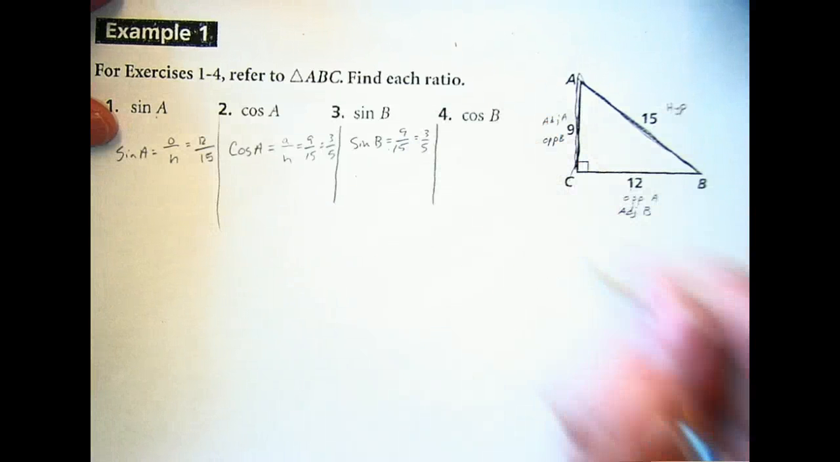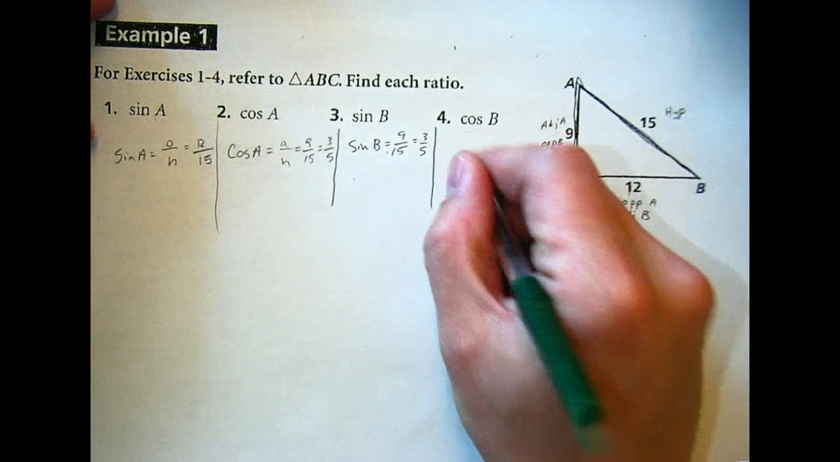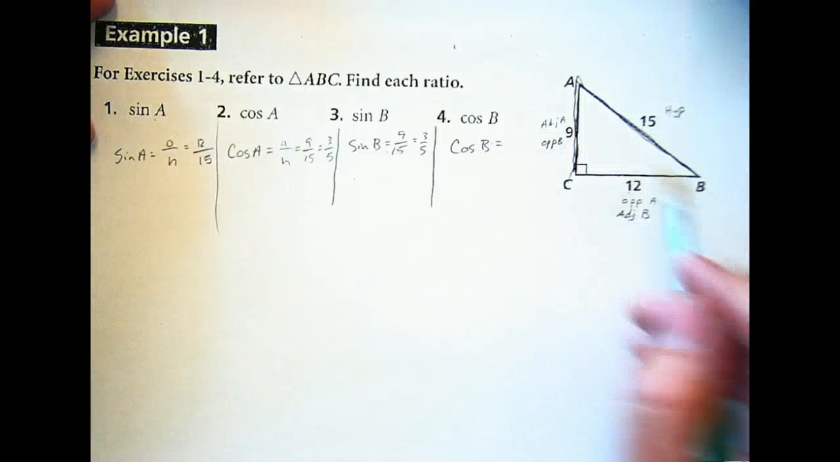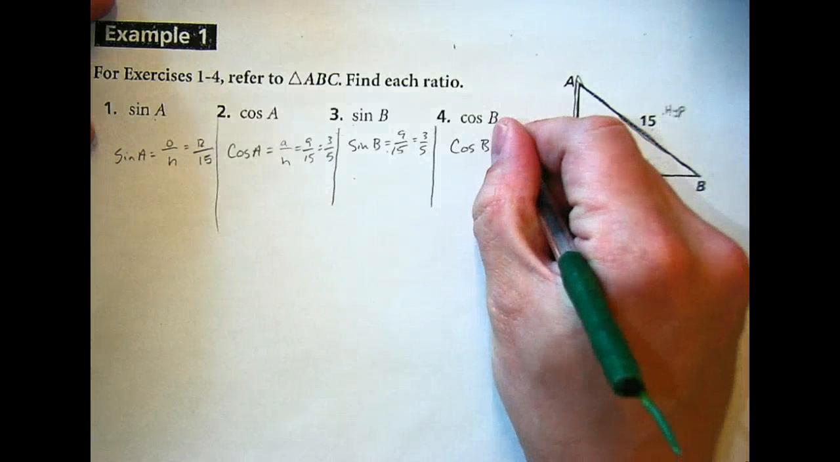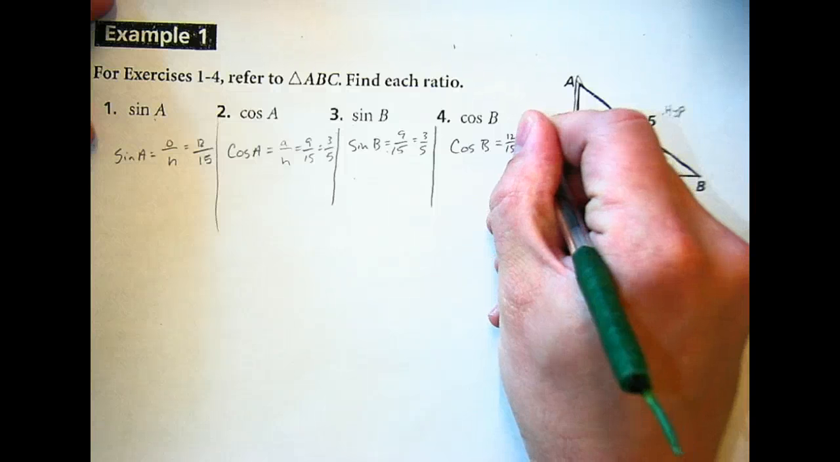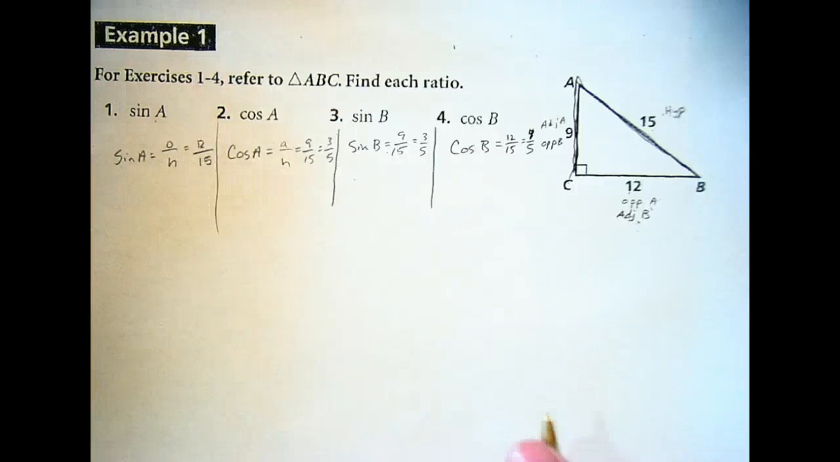Okay, how about cos B? Person 13 is Maddie. 12 over 15. Cos B equals adjacent of B over hypotenuse. Good. 12 over 15, or? 4 fifths. 4 fifths, yeah. I almost put 3 fifths again. 4 fifths. Okay, questions?